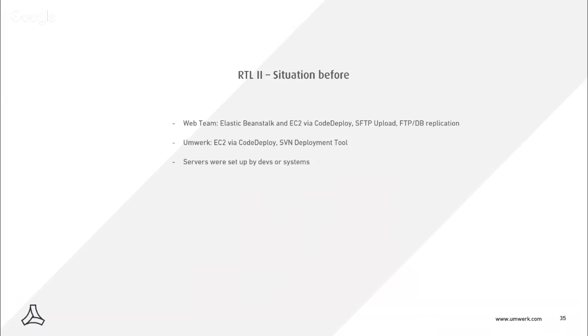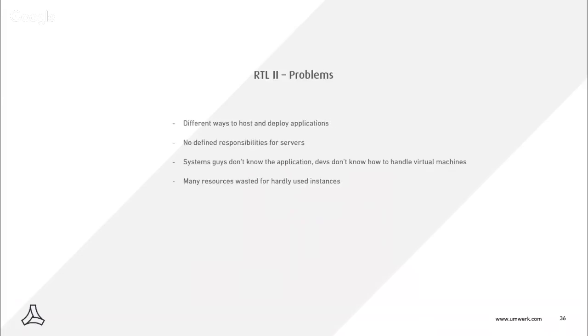And the servers are set up by a mix of employees. So the more recent servers are set up by Umwerk Systems. Older servers are sometimes set up by guys from RTL2, or nobody even knows who set them up back then. So quite a chaos. And the problems we had are actually different ways to host and deploy it. So the web team, for example, never really knew how to set up servers. So they didn't have any real deployment tool yet. So they just copied their stuff around or asked Umwerk Systems, and didn't really know how to host their stuff.